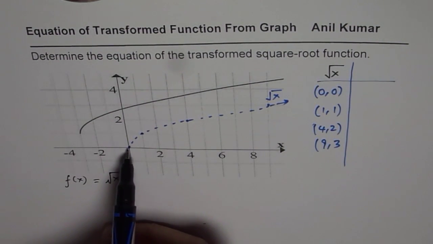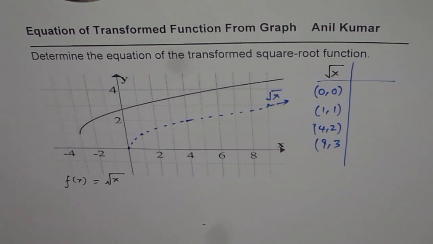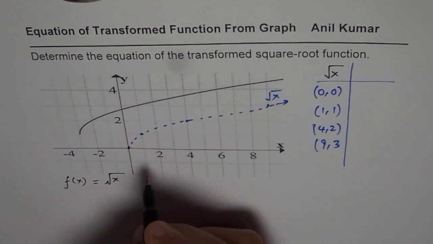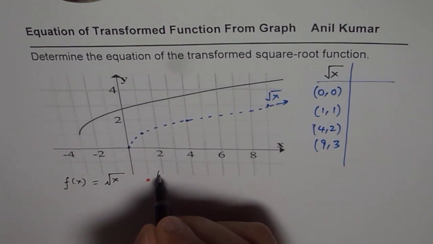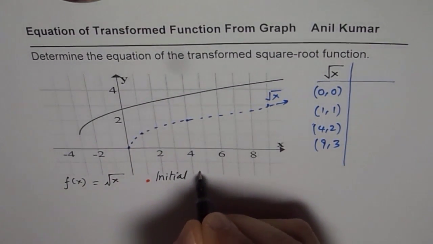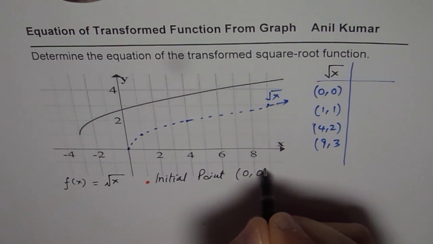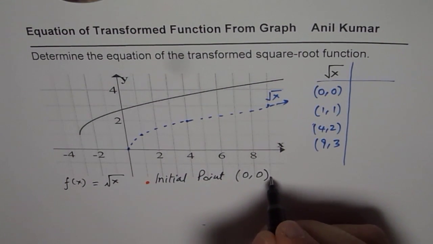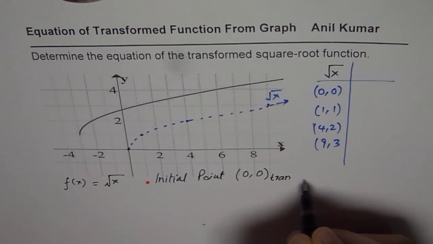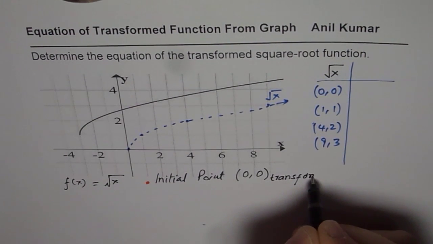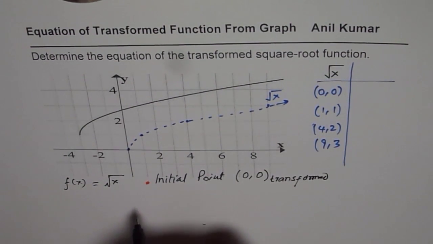The origin, for example, is a good point to always consider. So whenever you want to write the equation of a transformed function, what should you look into? First point which we should look into is always how the origin translates. So the starting point, or we can say initial point, which we should look into is the origin 0, 0, the transformed point, or the image of 0, 0, right? That is the first thing which we should look at.